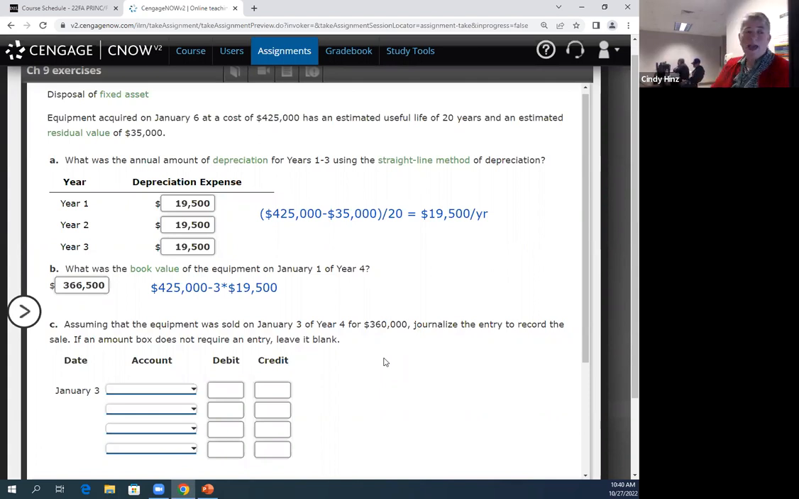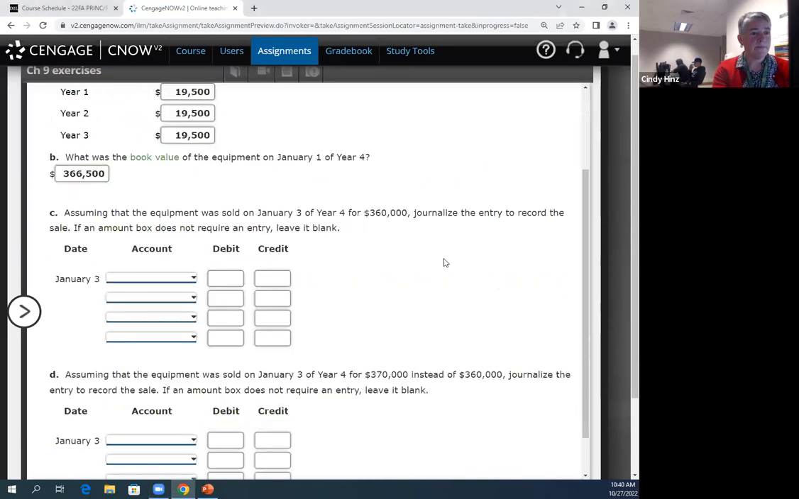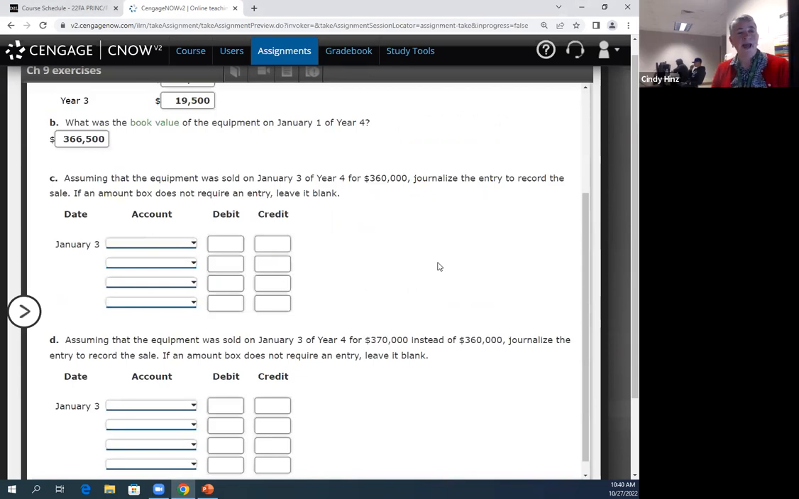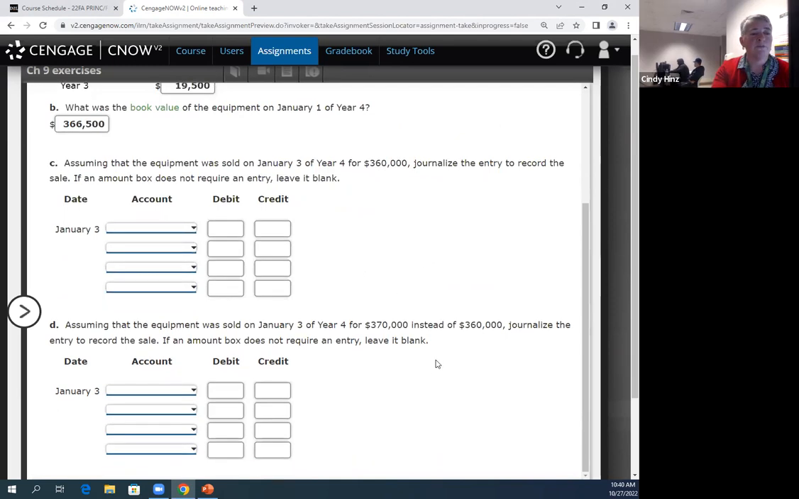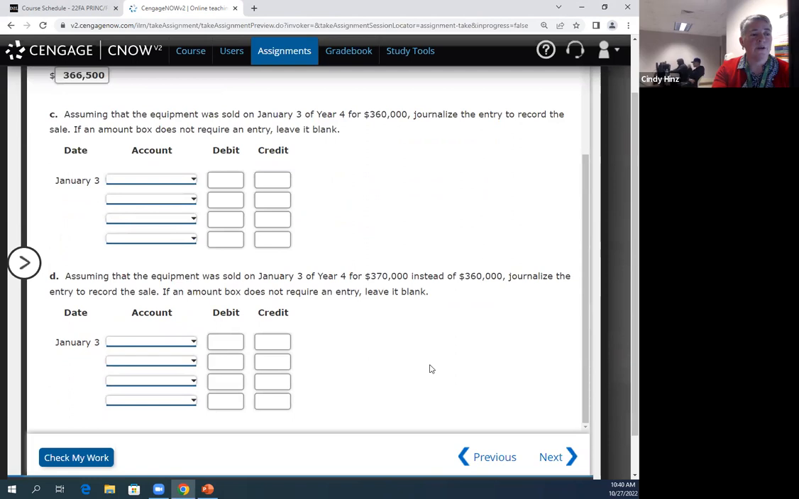What we're going to be looking at in part C is we actually are selling that piece of equipment now. And what would happen? How would we report this or record it if we sold it? As you can see in letter C, we're selling it for less than our books say it's worth. Letter D, we are selling it for more than our books say it's worth.